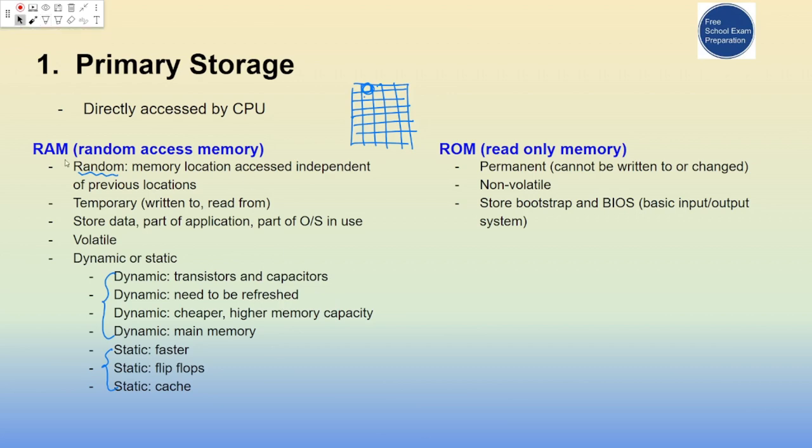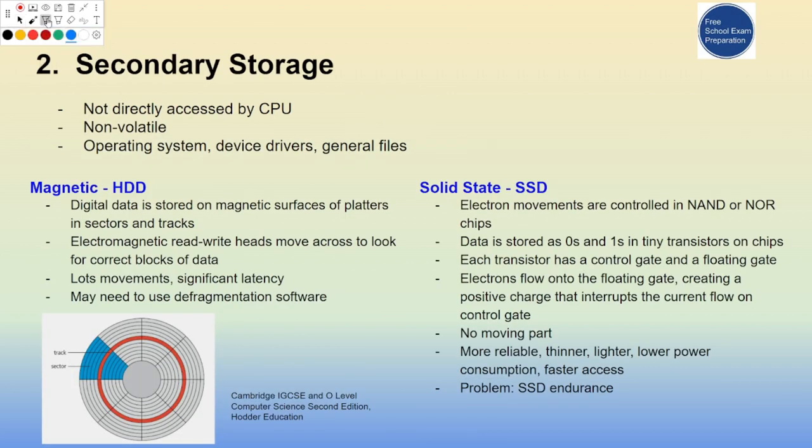Okay, so let's take a look at the secondary storage now. The secondary storage can't be directly accessed by the CPU. It's also non-volatile like ROM, so you still have the data even after you turn off your computer. It's used to store the operating system, the complete system, the device drivers, and also general files. General files means the pictures, the movies, the games, all these things will be stored in secondary storage because you don't want them to be lost after you turn off the computer.